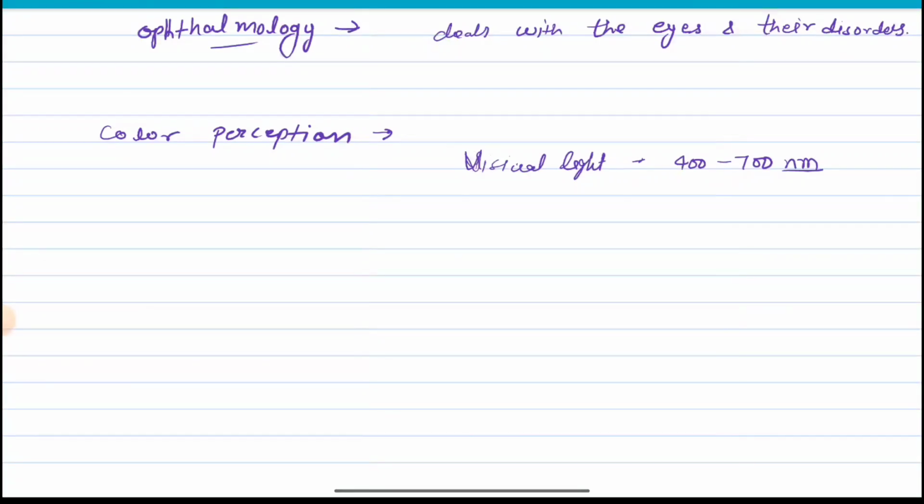Now the color of an object depends on the wavelength of visible light it reflects. Okay, and so what type of wavelength, what number of wavelength comes in contact with our eyes, that gives us a signal of that particular color. Okay, if 400 nanometer wavelength light comes in contact with our eyes, that gives us the signal of violet color.